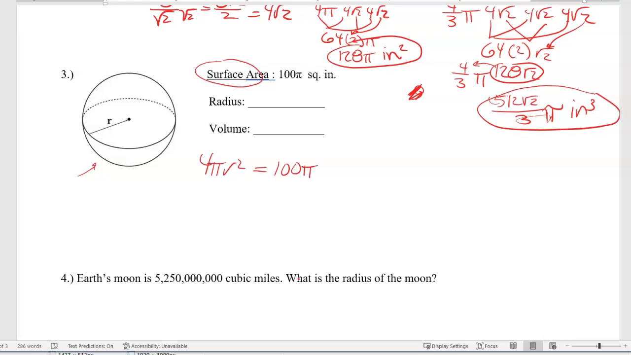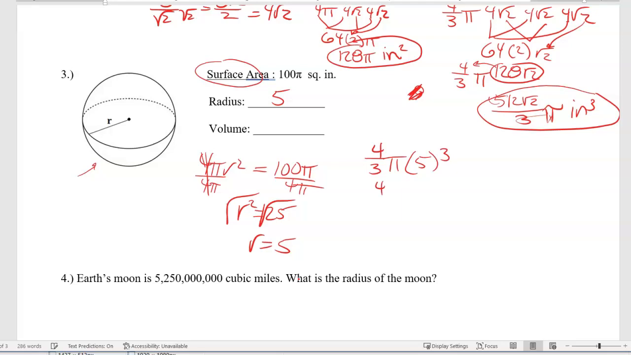So we're going to use this to figure out what the radius must be, so then we can find out the volume. So I'm going to divide by 4 pi, and that gives me r squared equals 25. And when you square root, you get r equals 5. So r is 5. At this point, we can put it into our formula, 4/3 pi r cubed. That's 4/3 pi times 125.